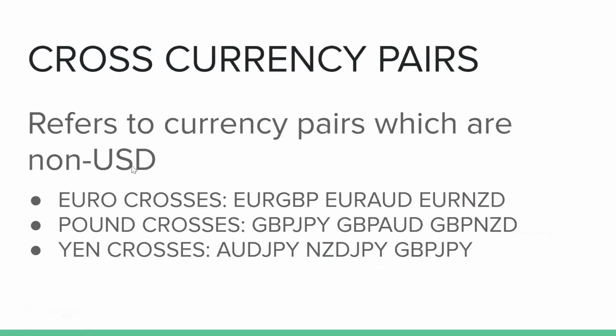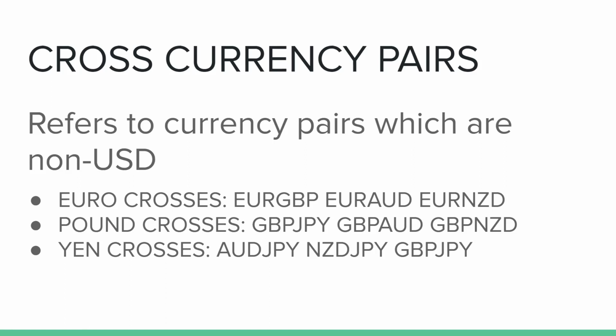So the next pairs we have are the cross currency pairs, and those are the pairs which are non-USD. In other words, they are not denominated with USD. They neither have USD as their base nor as their quote currency.